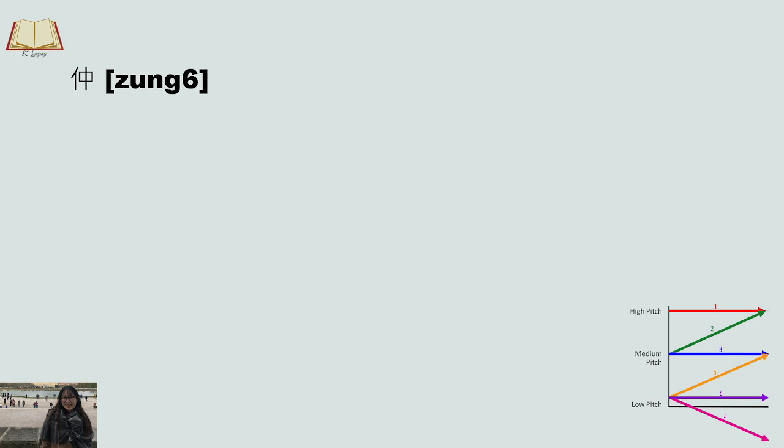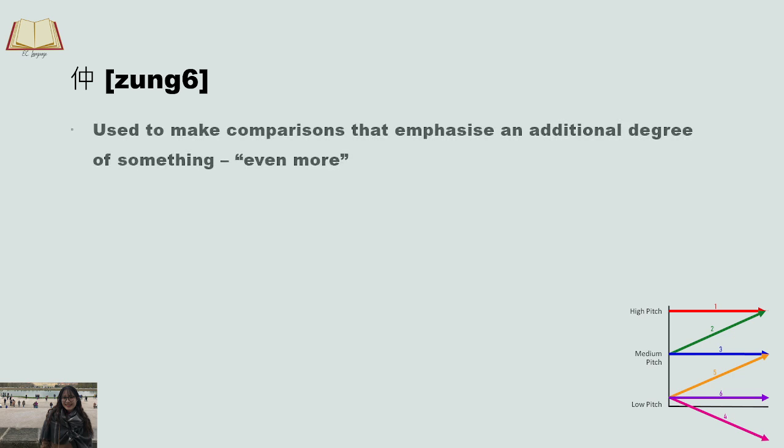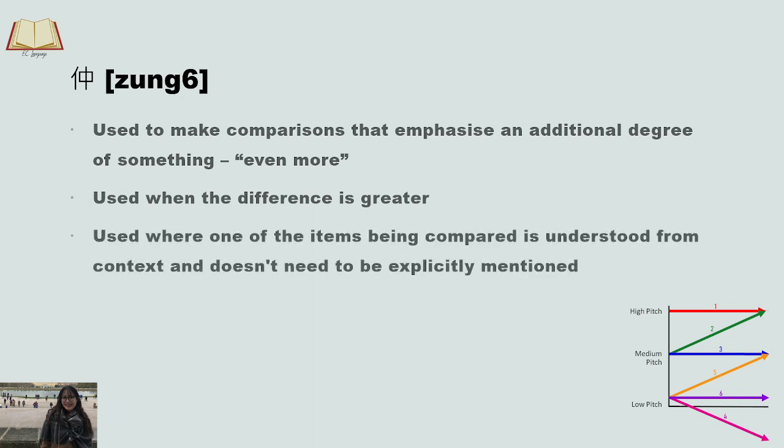Joeng is another example of a word used in elliptical comparisons. It is used to emphasize an even greater degree, meaning something along the lines of even more. Note, it is used when the difference in the quality of the adjective is even greater. Once again, the item being compared can be, or should be, understood from context, so you do not need to explicitly mention it.